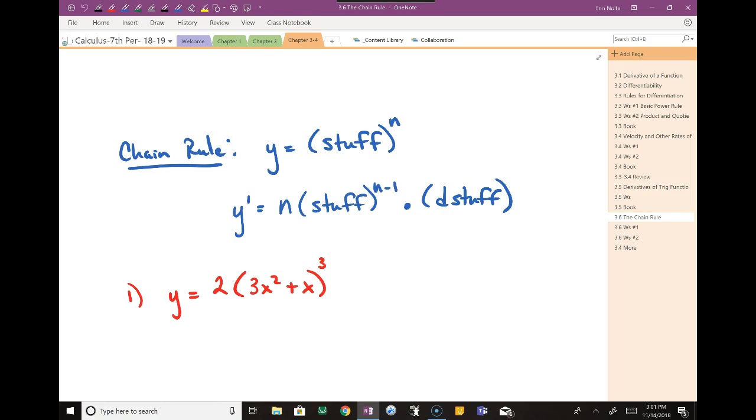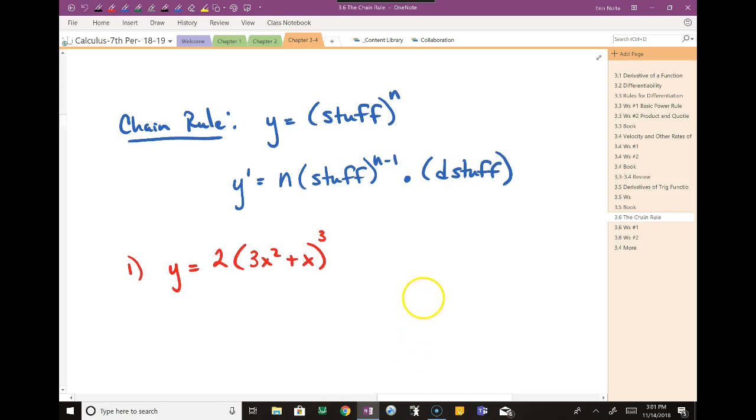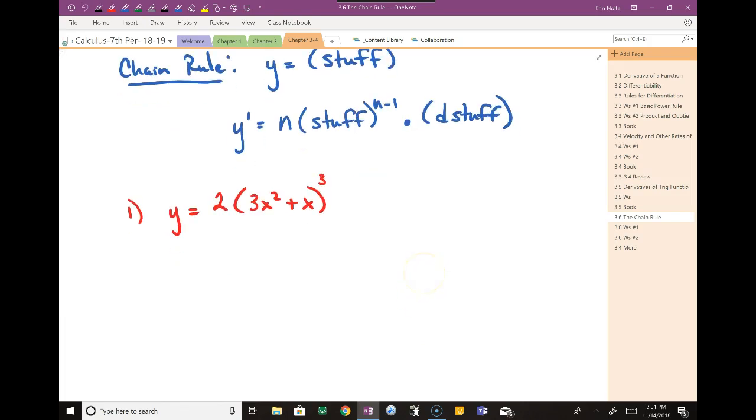Okay, you ready for an example? Write down number 1. I have a quantity, and I do happen to have a 2 in the front. I'm going to start by deriving the outside. Can you tell me what is my stuff? 3x squared plus x. Very good, unison also.